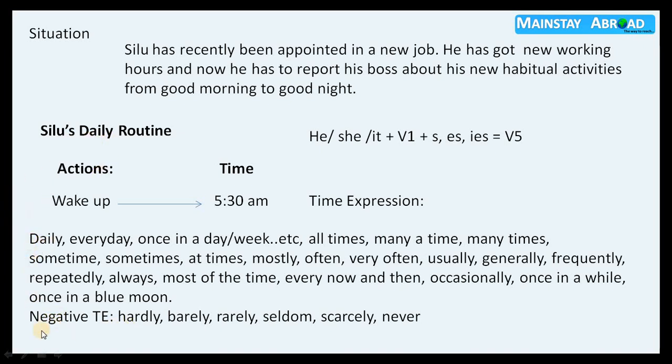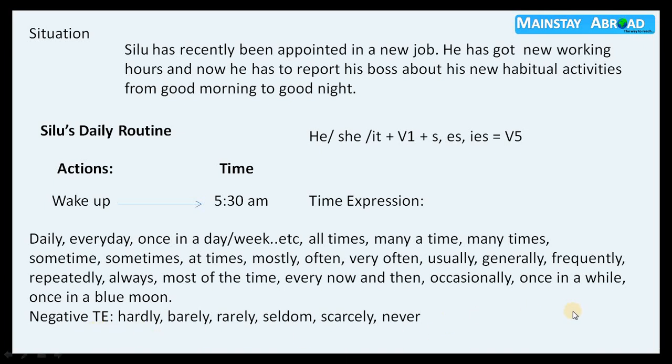So in this way, when creating the habitual actions of Silu, I want you to use these time expressions. And there are negative time expressions where you are not allowed to use a negative sentence. Rather you have to use adverbs of time. These are hardly, barely, rarely, seldom, scarcely, and never. Always remember one part: whenever you are using hardly, barely, rarely, seldom, scarcely, never, put them after the subject and create a sentence. You are recommended not to use the negative form. Like, Silu hardly gets up at 4 o'clock, right? So it means Silu doesn't get up at 4 o'clock. So in this way we have to take the negative time expressions.